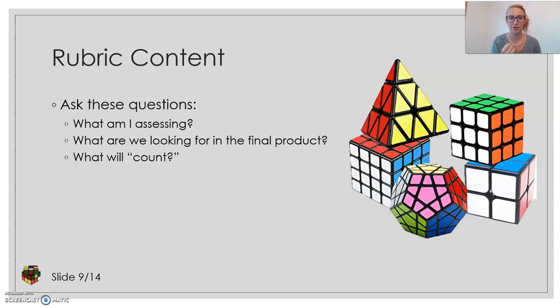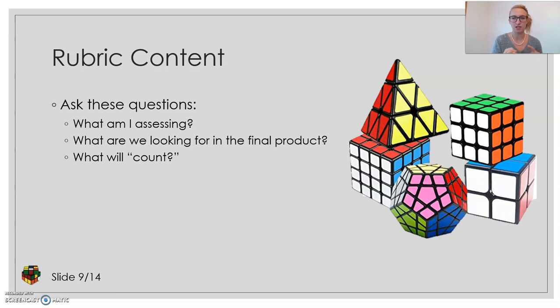In addition, we want to think about our rubric content. So asking, what am I assessing? What are we looking for in the final product? And what will count? These questions start before we start putting anything on a grid. This is the very beginning of our rubric development. So thinking about, again, what am I assessing? What do I want to see from my students that tells me that they know the content? What are we looking for in the final product?